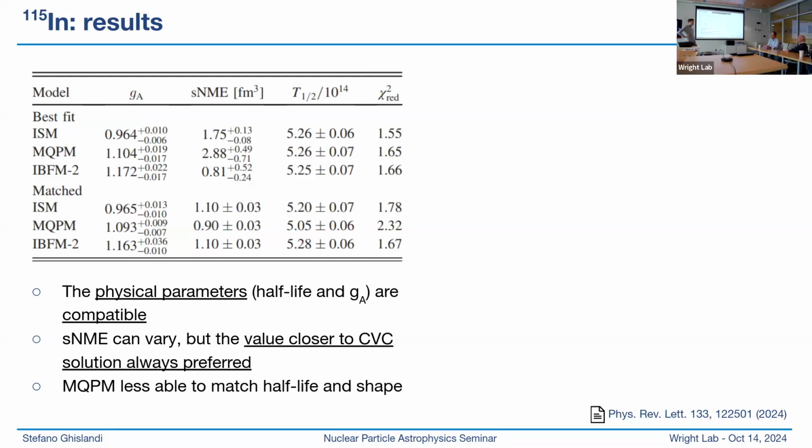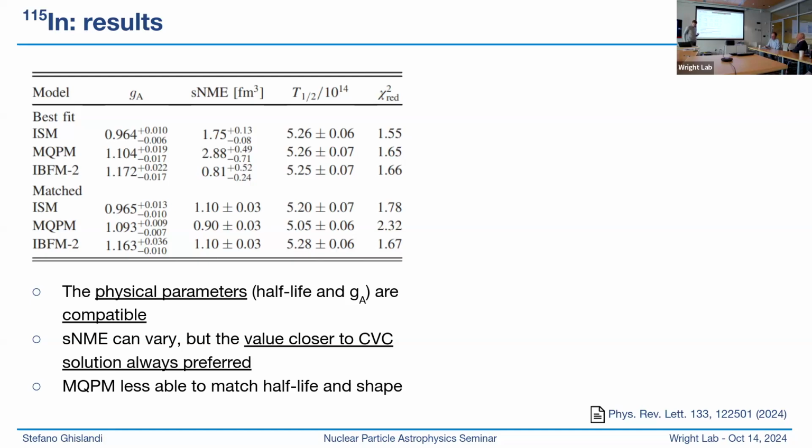It's a fourth-forbidden beta decay. I don't remember exactly. I think it's 9/2 down to 1/2 or something like this. I mean, this is an important point to try to understand, because half-life is what determines GA, essentially. The shape was something that was introduced later. I didn't check the calculation is correct.